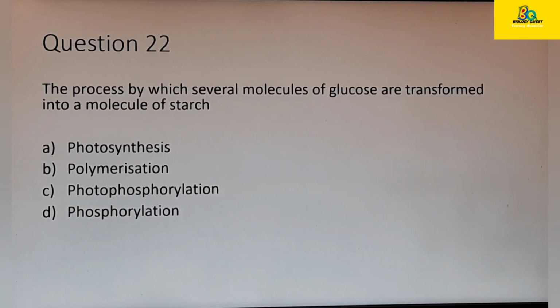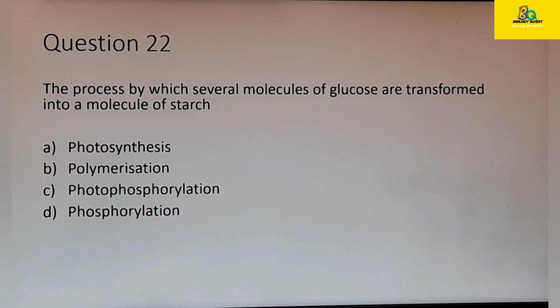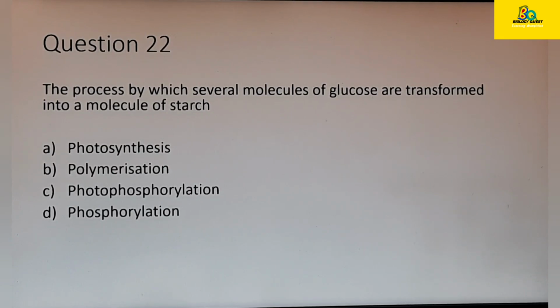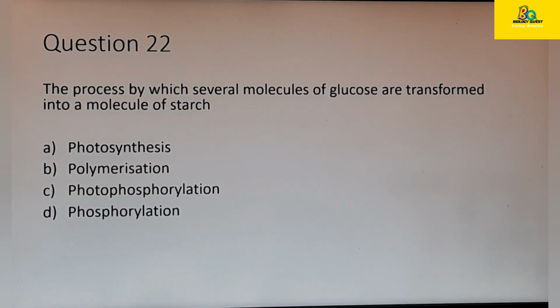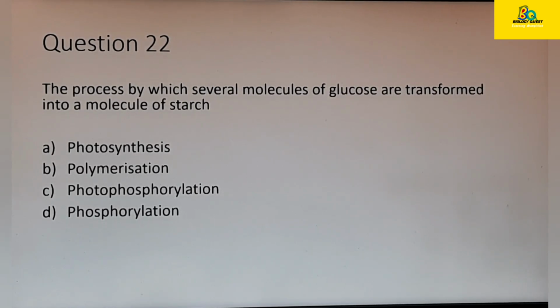Moving on to the next question, the process by which several molecules of glucose are transformed into a molecule of starch. So the product of photosynthesis is glucose. Okay, food is synthesized in the leaves in the form of glucose. And this glucose is a monosaccharide and it cannot be stored. For storage purpose, this glucose has to be converted into insoluble starch.